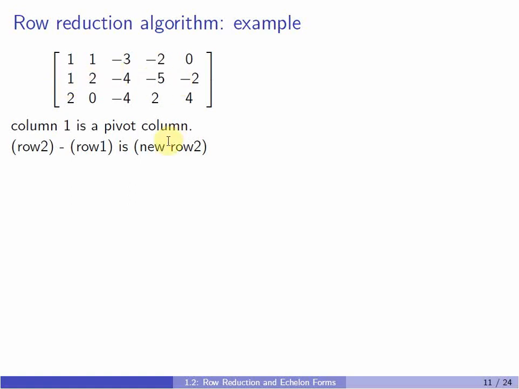So the new row 2 is going to be the old row 2 minus row 1. So when we do that, we should end up with this. So in other words, I'll point as I do it. 1 minus 1 is 0, 2 minus 1 is 1, -4 minus -3 is -1, -5 minus -2 is -3, and -2 minus 0 is -2.